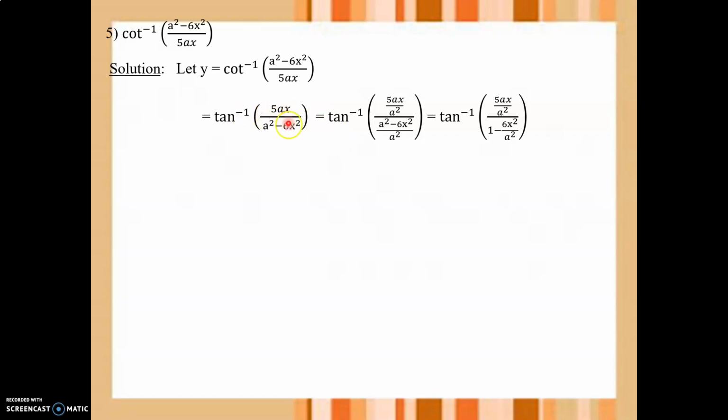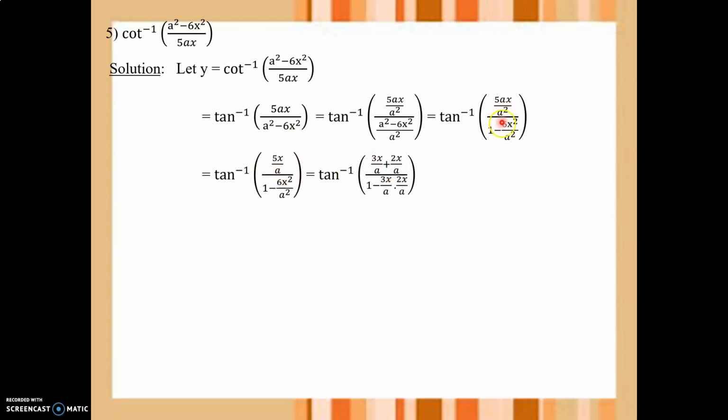For that, 1 minus format you need. So a square is extra here, so you will divide both the numerator and denominator by a square like this. So tan inverse of 5ax upon a square, upon 1 minus, a square upon a square will become 1, minus 6x square upon a square. Now this term numerator can be split into 3x upon a plus 2x upon a.